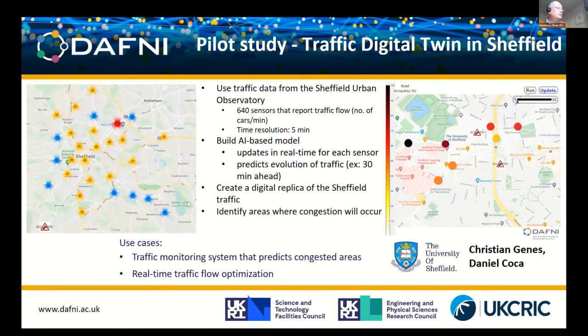And finally, an example, which we're beginning to explore in sort of digital twin space. This is an example for one of our champions, Christian Jeans at the University of Sheffield. And this is looking at traffic data, live traffic data from the Urban Observatory in Sheffield, which has a load of sensors around the city looking at traffic flows. And what Christian has done is build an AI-based model which takes up real-time updates on that and predicts the evolution of the traffic over the next 30 minutes.